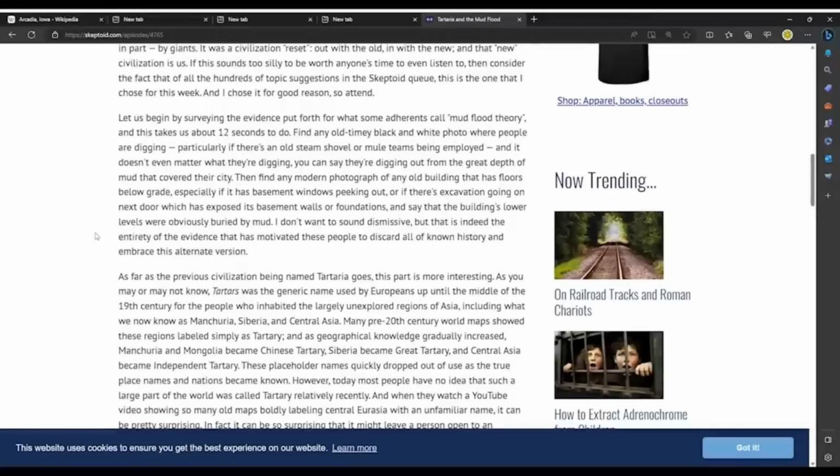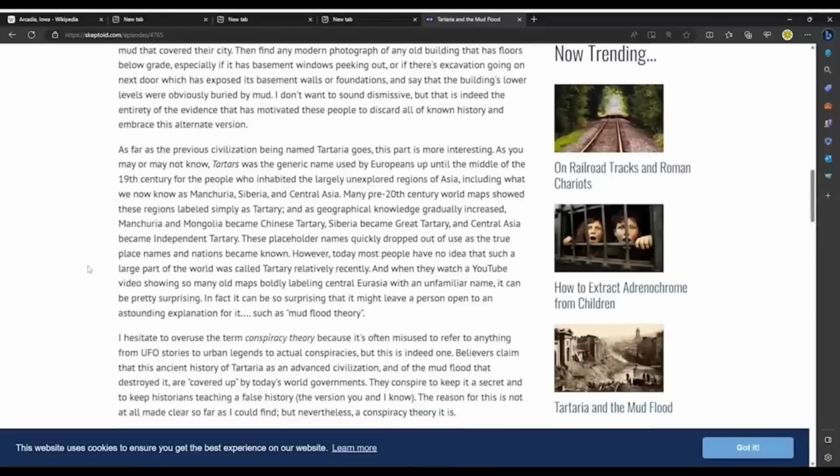I don't want to sound dismissive, but that is indeed the entirety of the evidence that has motivated these people to discard all of known history and embrace this alternative version. You know what, Brian? You are absolutely right, because all of known history is verified and certified by multiple sources, and none of them have ever gotten anything wrong, have they? Despite the fact that our government was preceded by numerous governments that we're told are corrupt. But that's okay, Brian. I'm with you on this one, okay? I can follow you. As far as the previous civilization being named Tartaria goes, this part is more interesting.